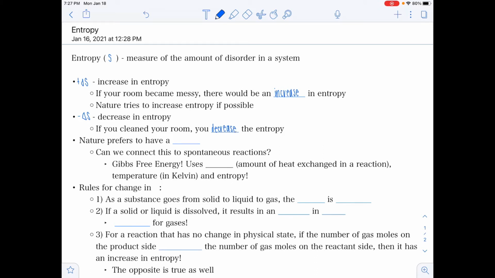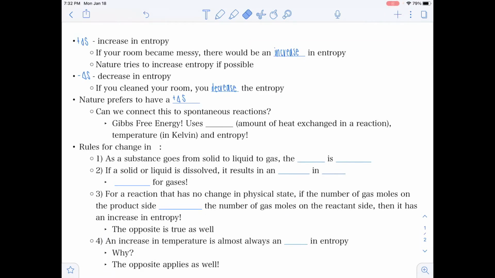So like I said before, nature prefers to have an increase in entropy. So just to make a quick little connection here, let's look at spontaneous reactions. It's really useful for us to be able to answer the questions, why do some reactions happen spontaneously and others don't, right? And entropy actually factors into this when we look at something called Gibbs free energy. So Gibbs free energy definitively determines whether or not a reaction is spontaneous. So a reaction with a negative delta G is always spontaneous, while a reaction with a positive delta G is never spontaneous. So the formula for this is delta G is equal to delta H minus T times delta S.